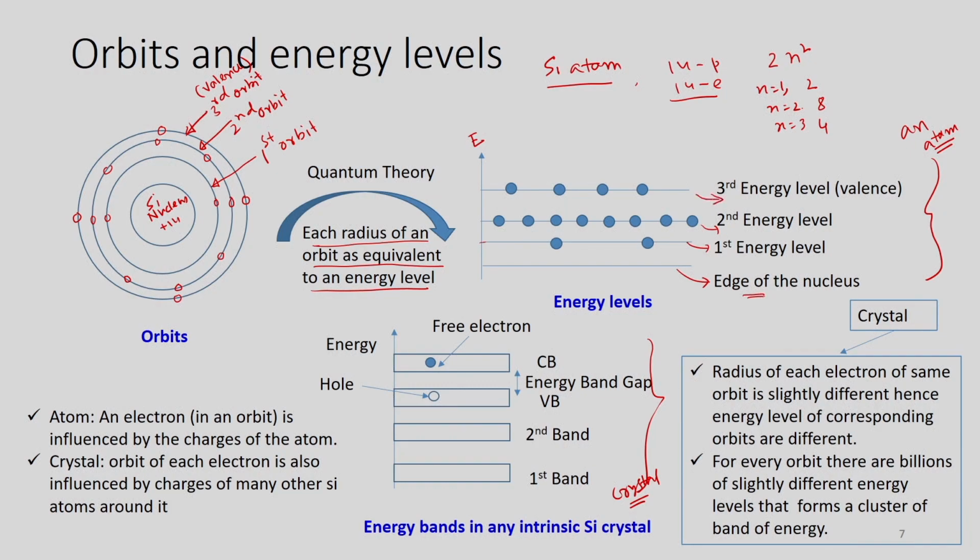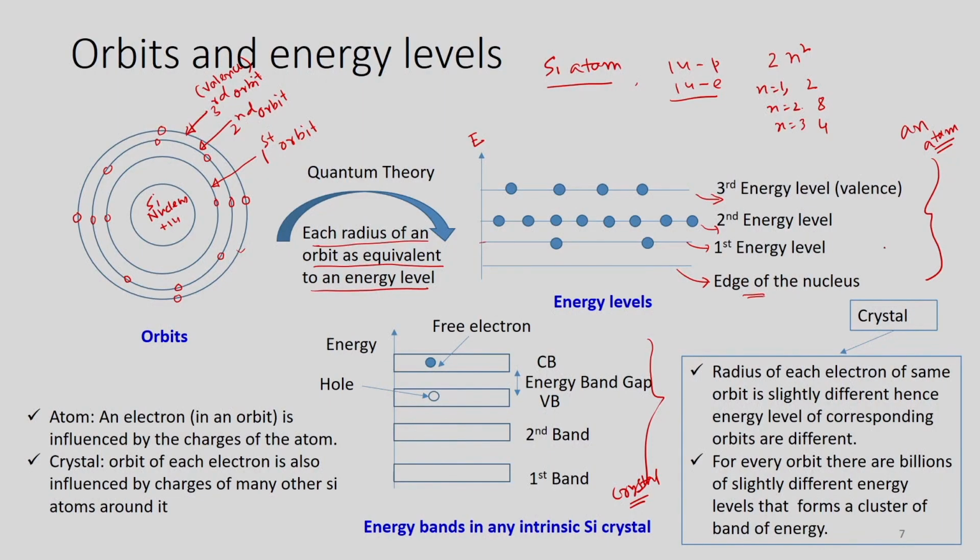Normally, in an orbit, an electron is influenced by the charges of the atom. Any orbit you consider, the electron is influenced by the charges of the atoms. If we take an isolated atom, its energy level will be something like that. So, it is defined, and there is no variation of the radius of the electrons.